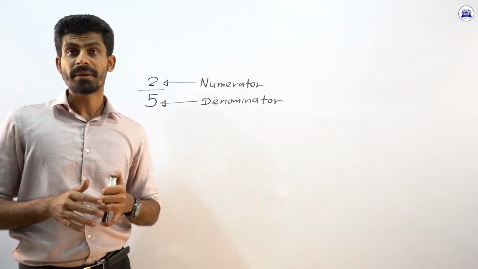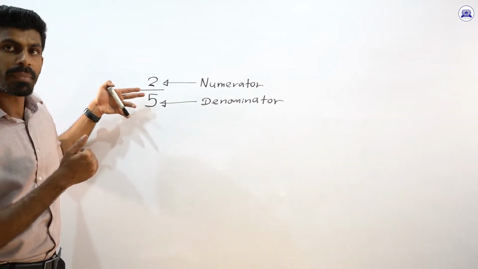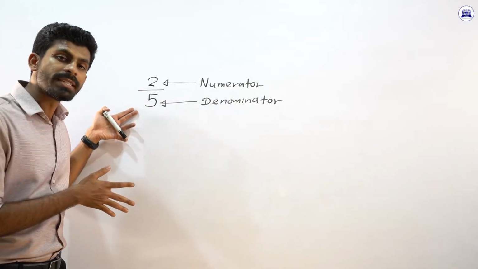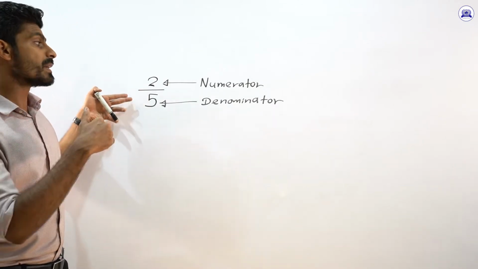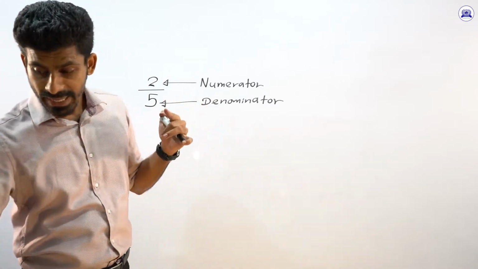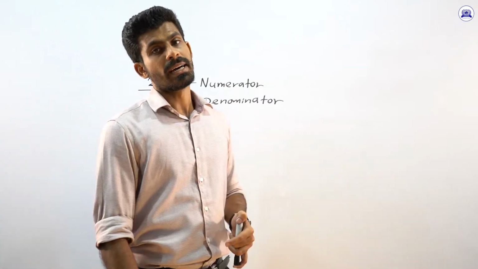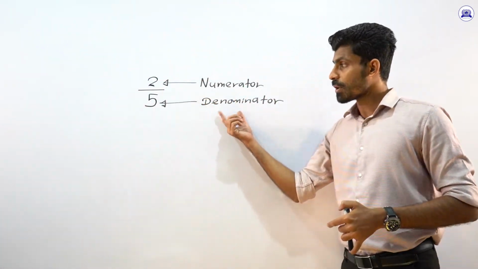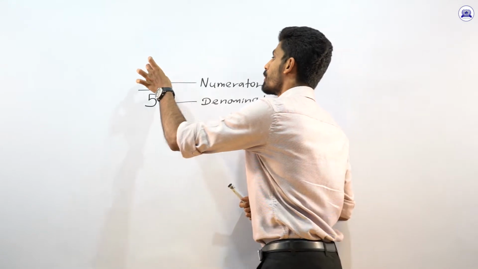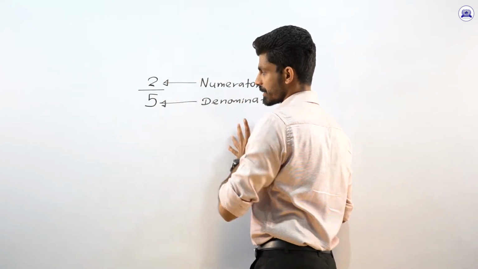That one is very important. The number below the line is called the denominator. The number above the line is called the numerator. So we have already discussed those things.